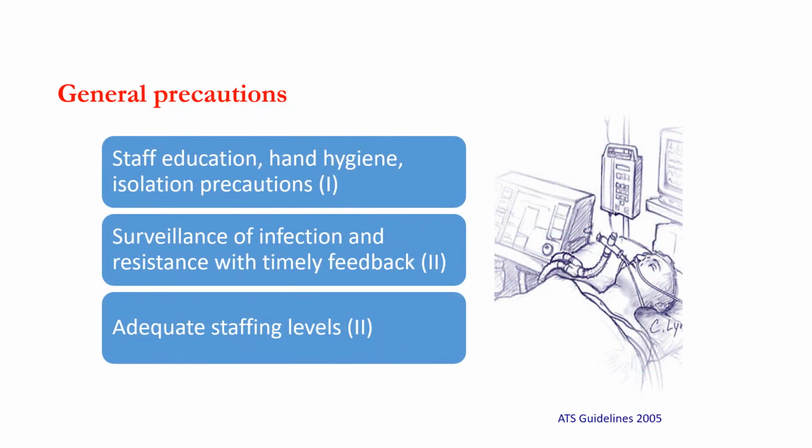What are the general precautions for prevention and control of ventilator pneumonia? One is staff hygiene, staff education, then hand hygiene, then isolation precautions. Then we have surveillance of infection and resistance with timely feedback and adequate staffing levels.